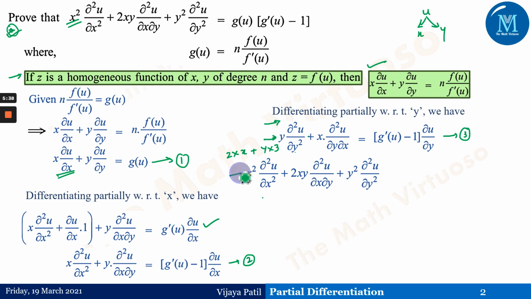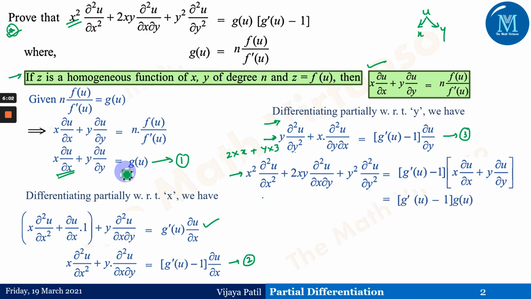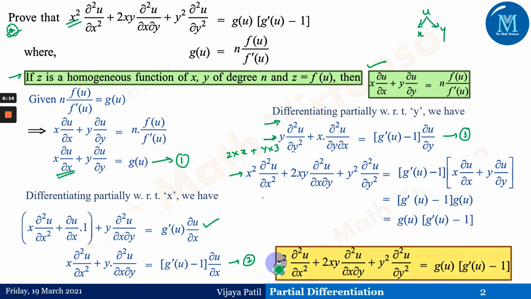These two equations will give us this type of identity, which is what we are expecting as the proof part, which is equal to g dash of u minus 1 into this particular thing. So adding these two terms by multiplying x and y respectively with the second and third equation, we get something like this. But we have seen that x ∂u/∂x plus y ∂u/∂y is equal to g of u, and that is what we have got, g of u into g dash of u minus 1, and therefore we have got this as a deduction, which is a very important deduction to solve this type of questions.